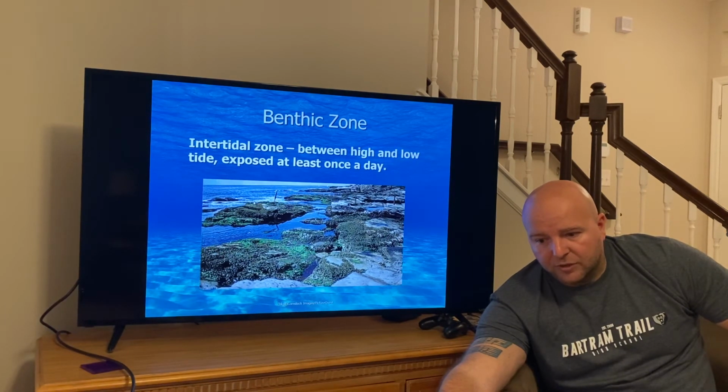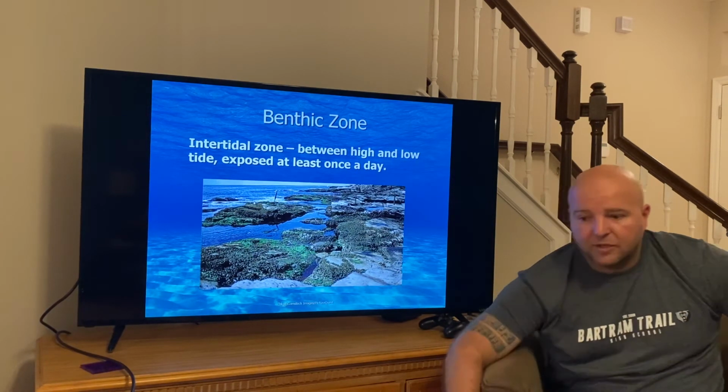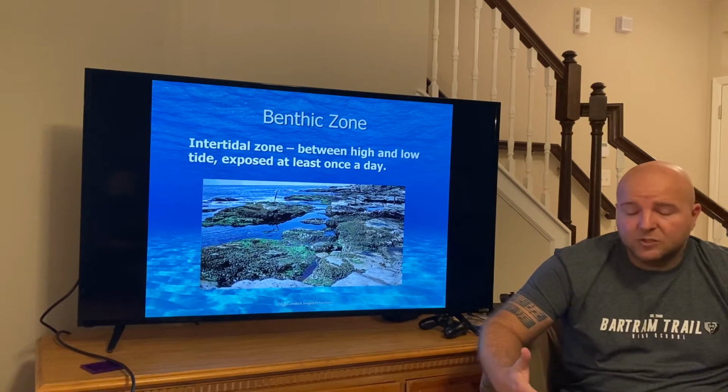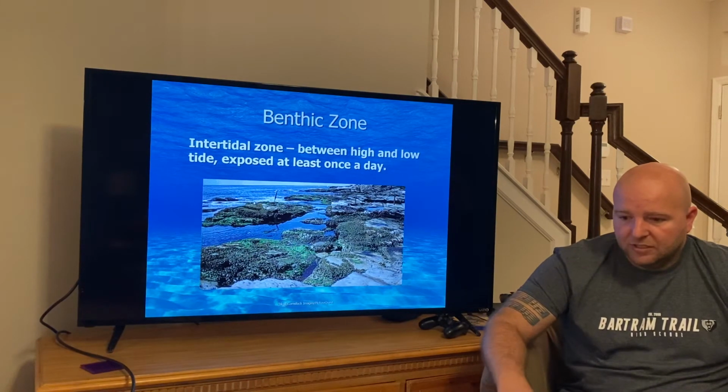Just showing the intertidal zone. Notice that is in bold. Let's get that down. So the intertidal zone is between high and low tide that is exposed at least once a day. And lots of organisms rely on these intertidal zone ecosystems.